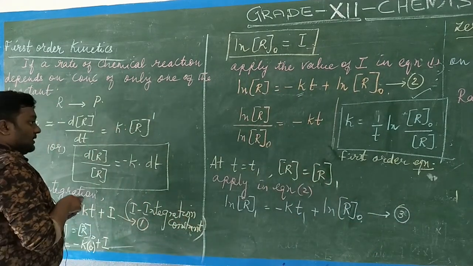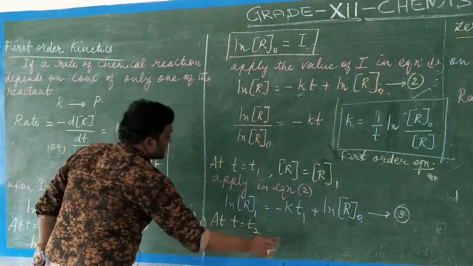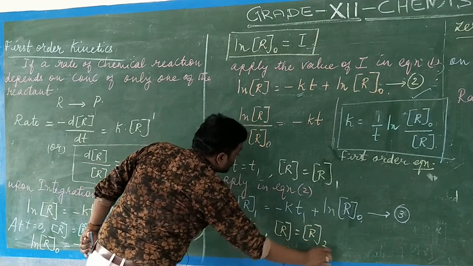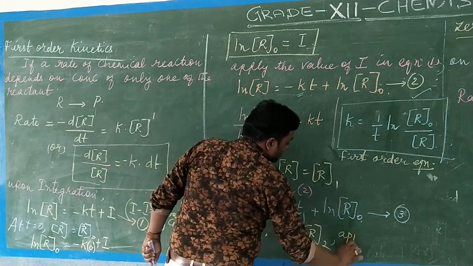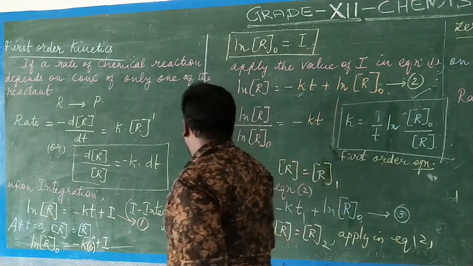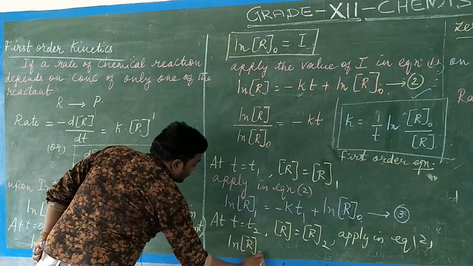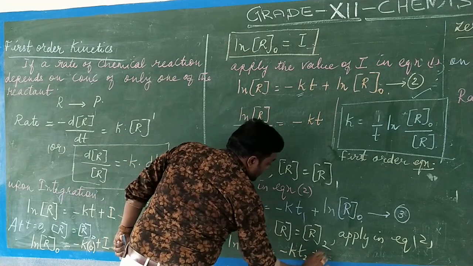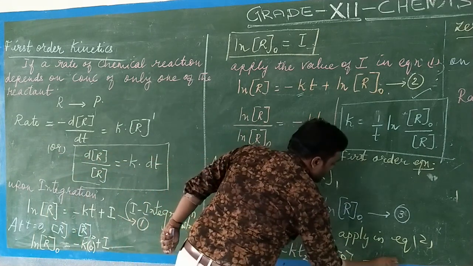Now at the next step, similarly, at T is equal to T2 you take the concentration of R as concentration of R2. Again apply in equation 2. Applying in equation 2, again ln of concentration of R2 is equal to minus K into T2 plus ln of concentration of R0. This becomes equation number 4.